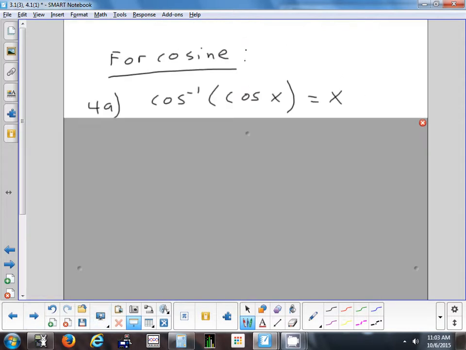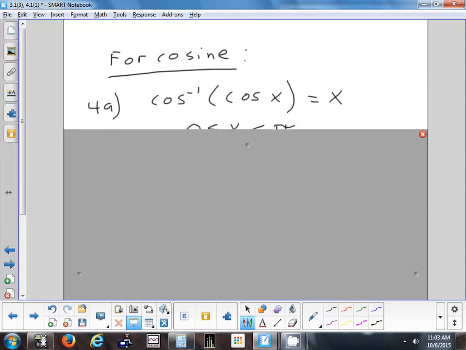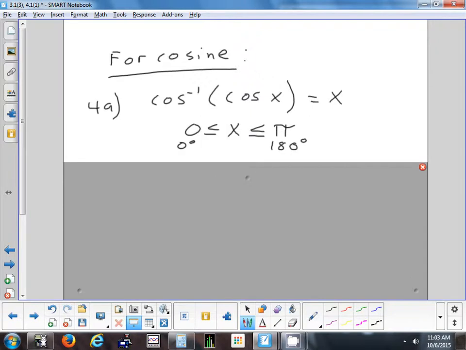For cosine, basically the same idea. When the inverse is on the outside and regular is on the inside, does anyone remember what degrees we have to be between yesterday? 0 and 180. So 0 to 180 if you go in degrees, 0 to pi in radians.